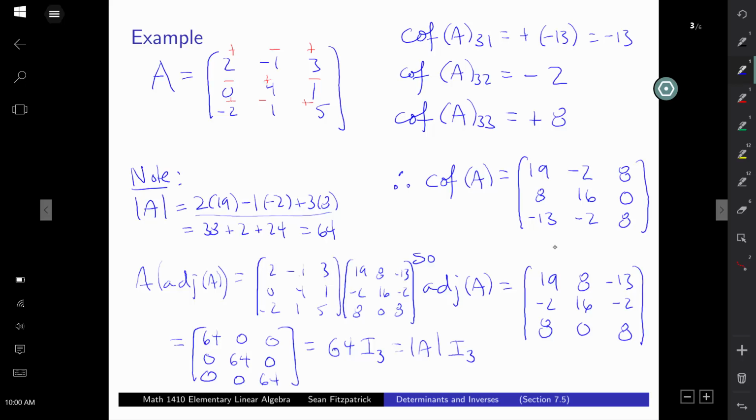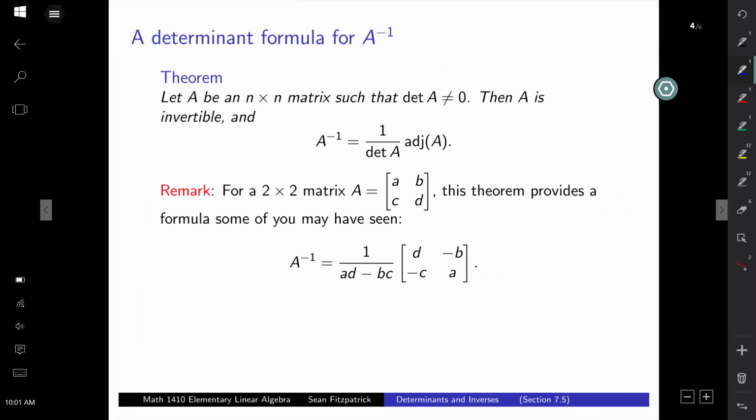We could put that 1 over 64 over on the left, and this gives us some hint that this adjugate matrix and the determinant, those have something to do with the inverse. Okay, so here's the formula. The inverse, as long as the determinant is non-zero, we know that A is invertible. We did that on a previous video. But now we can also write down a formula for the inverse. We compute this adjugate matrix, and then we multiply by 1 over the determinant, and we've got the inverse of our matrix. Okay, 1 over the determinant times the adjugate.